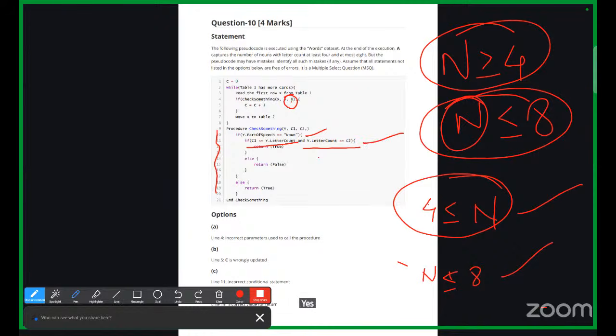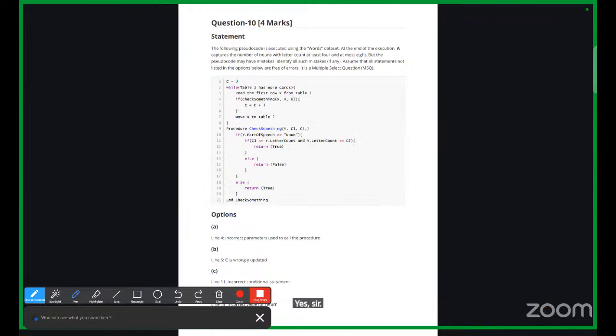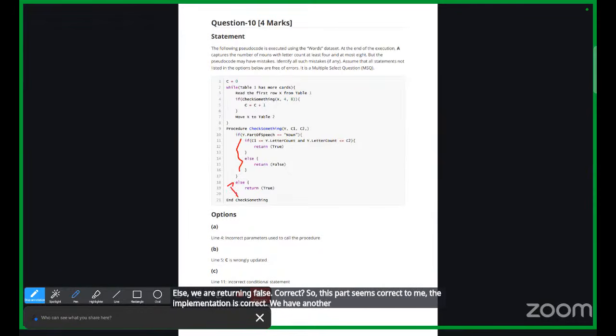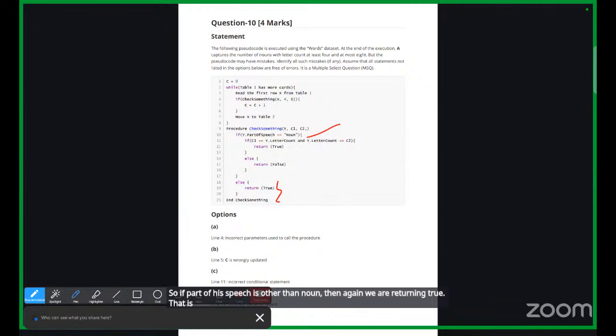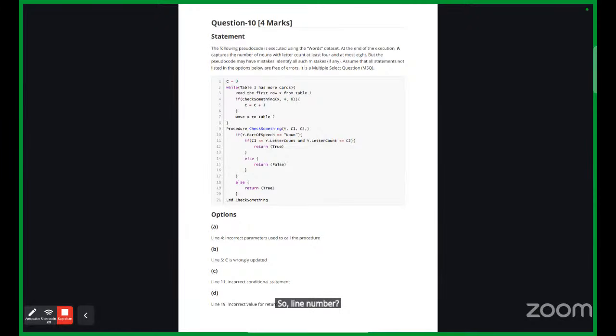If this part is correct, then we are returning true, else we are returning false. Yes, sir, this part seems correct to me. The implementation is correct. We have another part, downwards at line 19. If part of speech is other than noun, then again we are returning true. That is incorrect, right? Yes, sir. So line number 19 is incorrect.